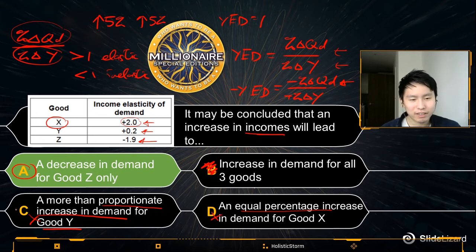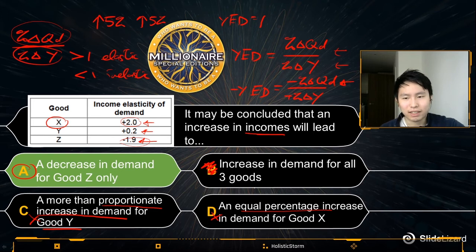So I would say this question is very, very difficult. Actually, this should be like the $1 million question. Let's look at A as well, a decrease in demand for good Z only. That would be correct because Z is the only one that's negative. If you increase your incomes, you would buy less of it since it's an inferior good with a negative YED.